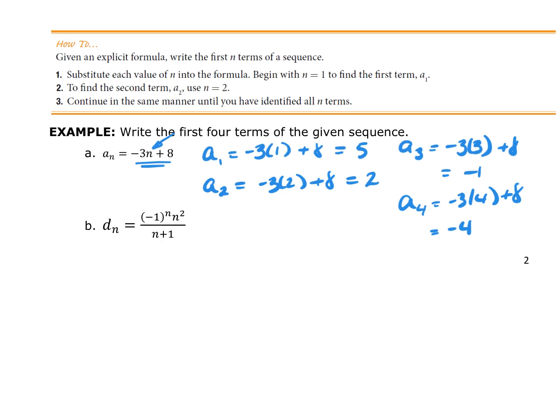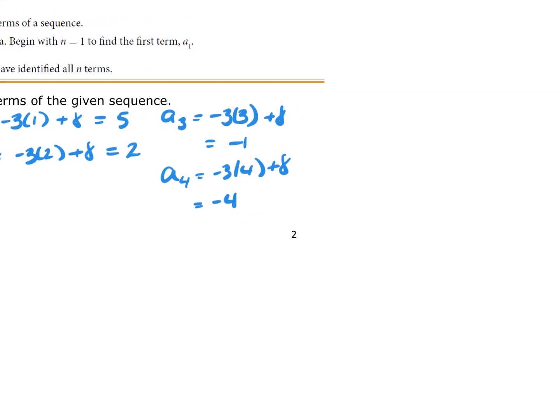So my first 4 terms here would be the sequence that starts out with 5, 2, negative 1, and negative 4. Now, since we are assuming we're going down forever, in this case it's decreasing. 5, 2, negative 1, negative 4 are my outputs, so it's decreasing. So that would be one way to represent the sequence, and I've got the first 4 terms.